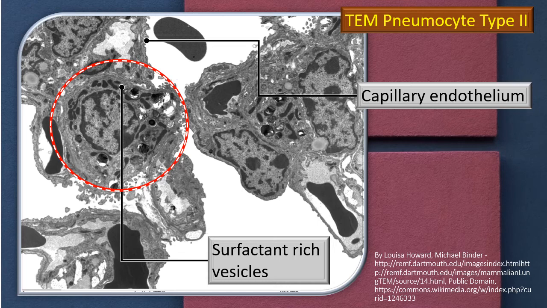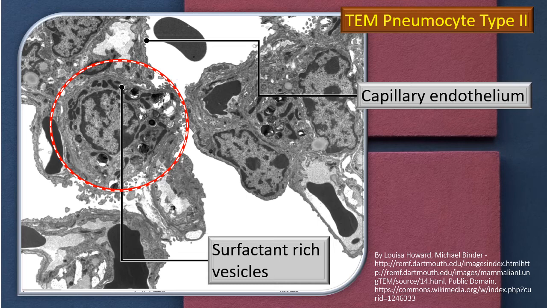You can see in this transmission electron microscopy, the cell marked in the red and white dashed circle is a type 2 pneumocyte. If you notice, it is a large cell that bulges into the lumen of the alveolus. Although its number is much more than type 1, it is not as extensive in terms of covering the surface area, but its signature feature is that it projects into the alveolar lumen.